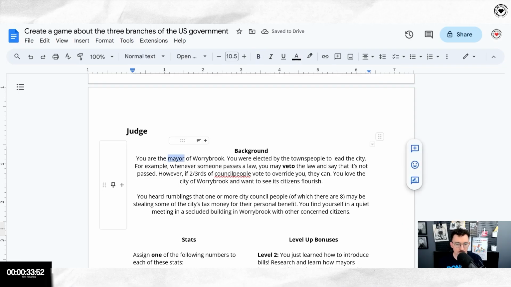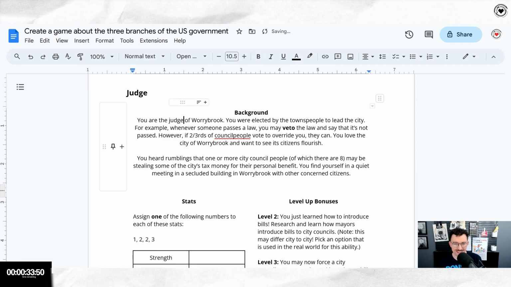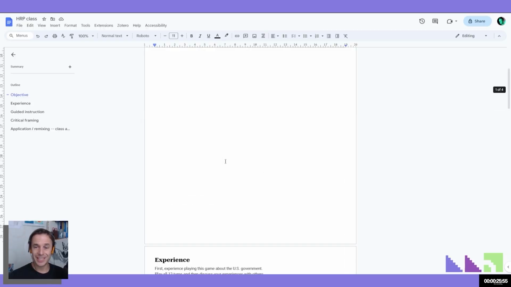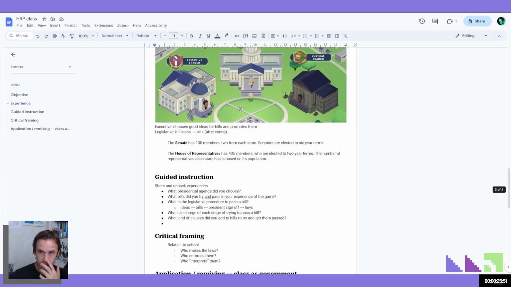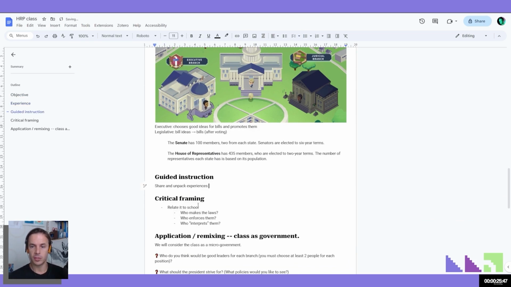You are the judge. That's a local judge. You are the judge, jury, executioner of Willowbrook. You are elected by the townspeople to lead court. So we're going to teach with this experience first, answer some questions, and then we're going to do some guided instruction here. So unpack your experiences. Share and unpack your experiences.